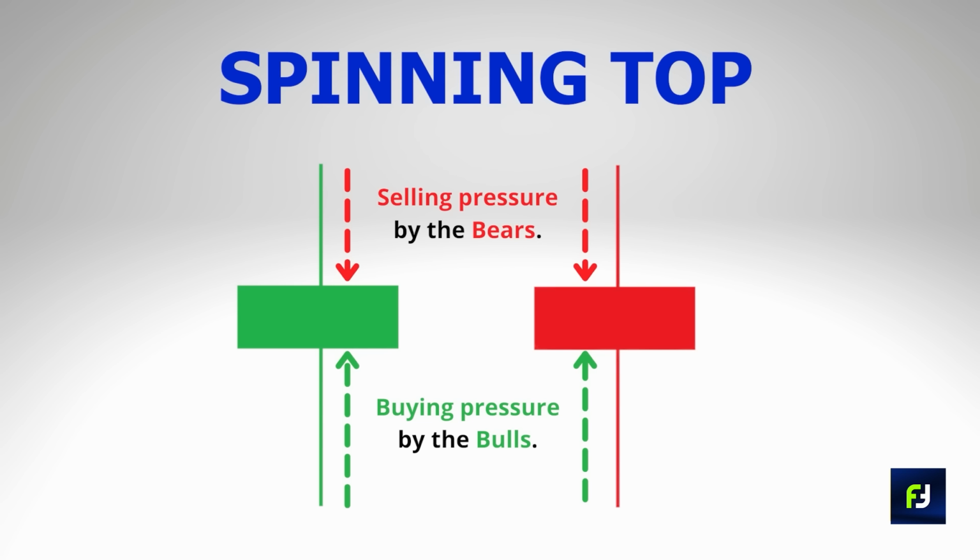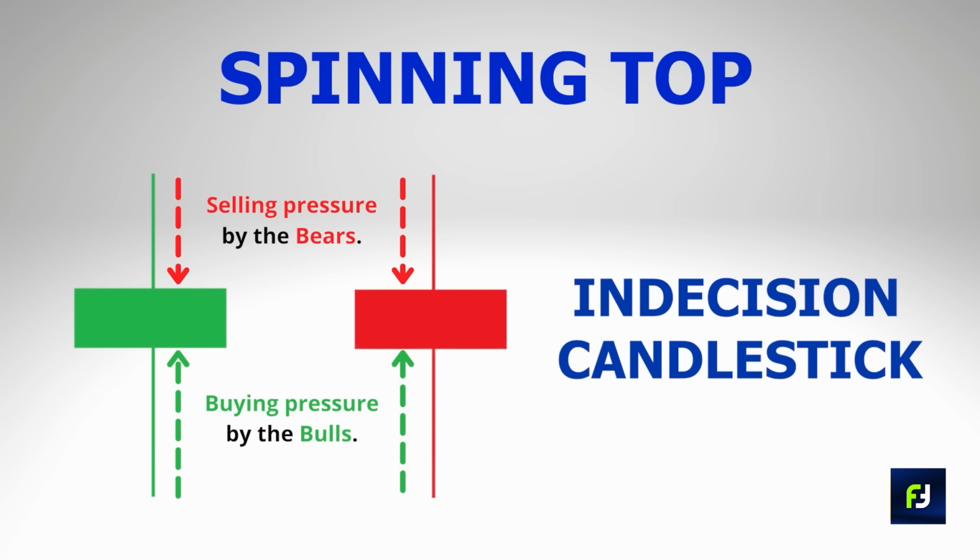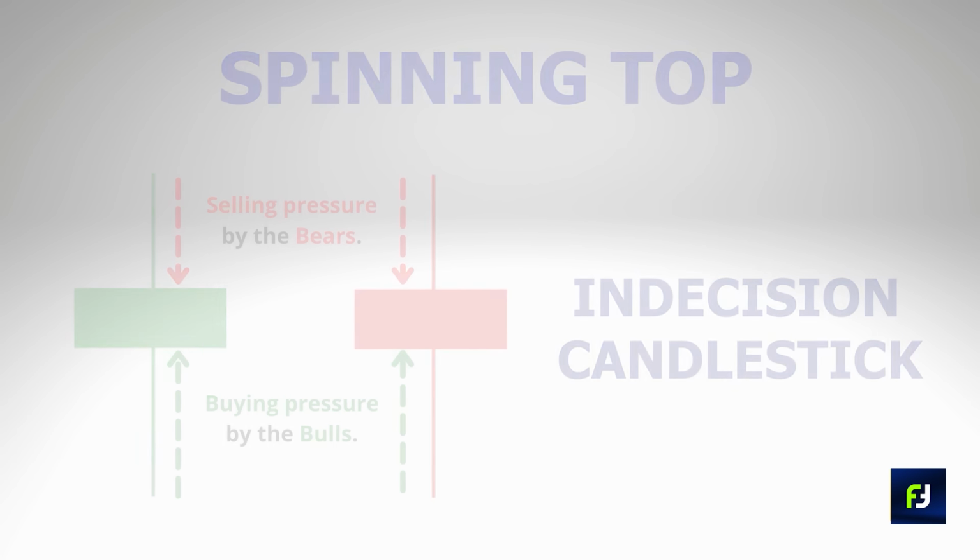What this means is that there is an indecision between bulls and bears. They are not able to clearly influence the market direction. So this type of candlestick is called a spinning top, which is actually an indecision candlestick. Now let us consider two situations where spinning tops can be formed and let us discuss what the outcomes are.